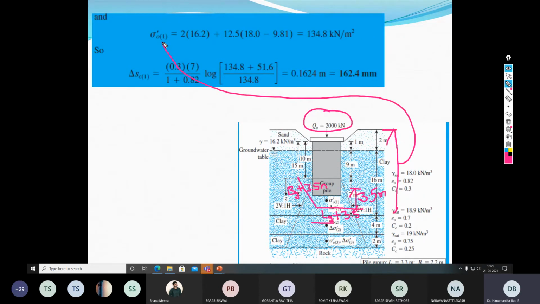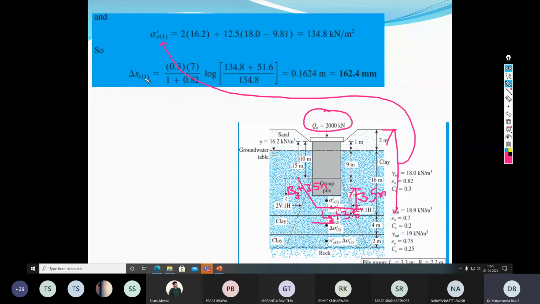So this is sigma naught. That is 2 into 16.2 plus 12.5 into 18 minus 9.81. That is below the water table. So sigma naught is 134.8 kilonewton per square meter.